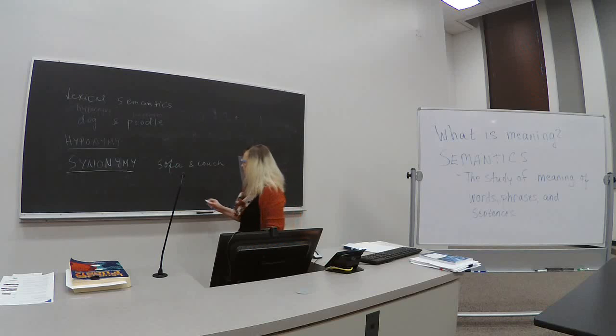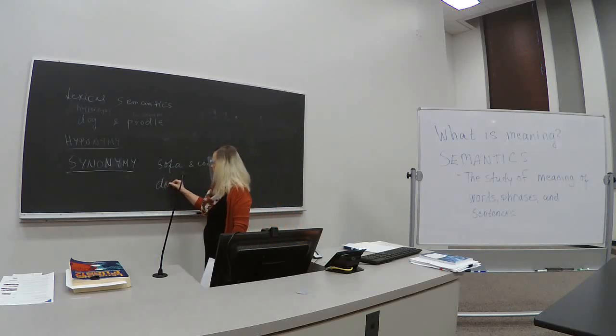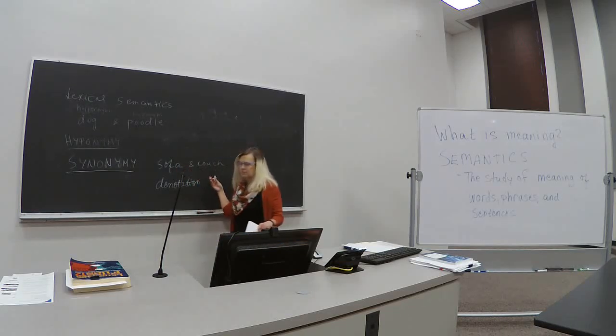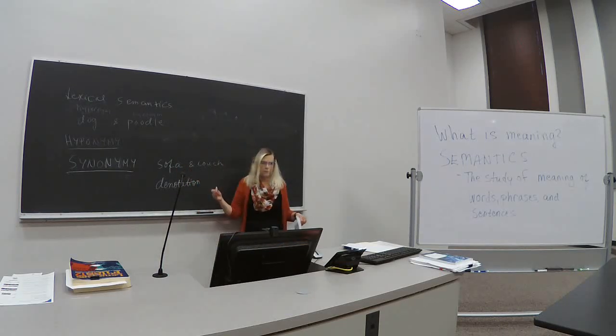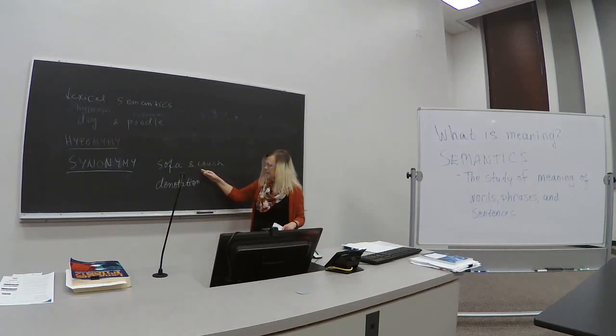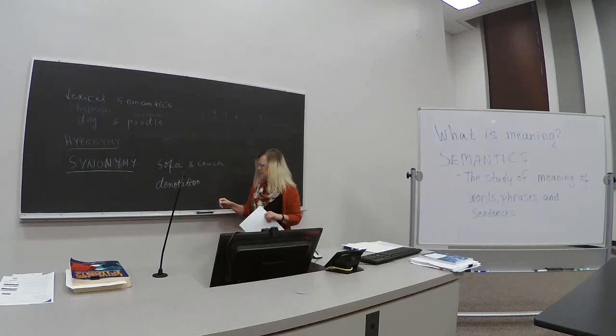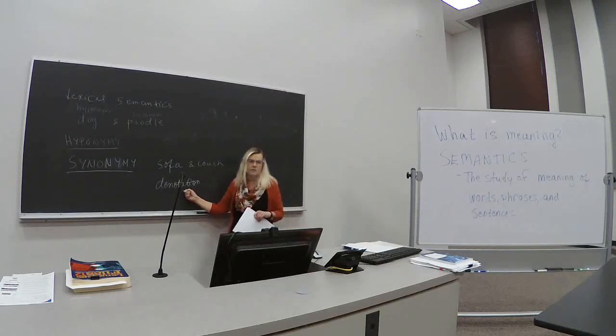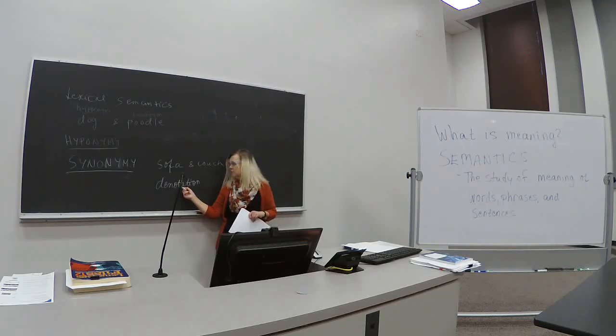So we could say that their dictionary meanings, the dictionary meaning is the denotation. It's a seat meant for more than one person, more than two people actually usually, and it's a piece of furniture meant for sitting. So that would be the denotation, the dictionary definition of the sofa, and also of couch.